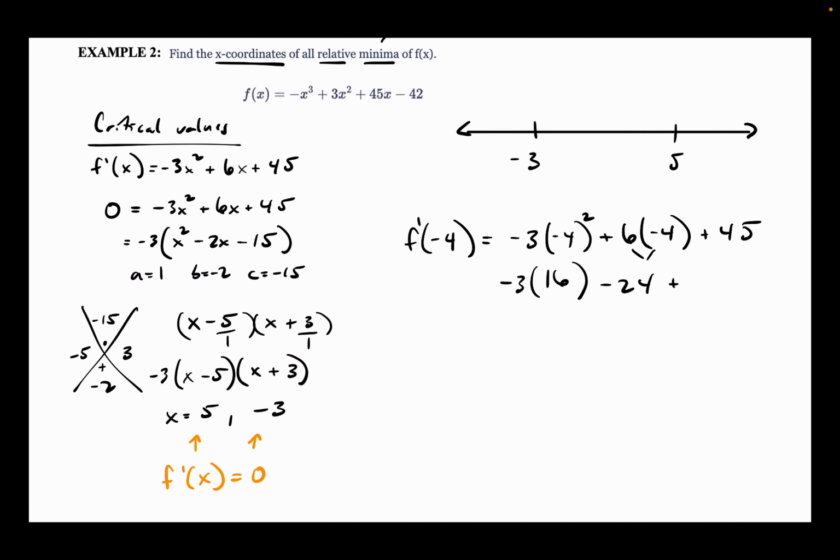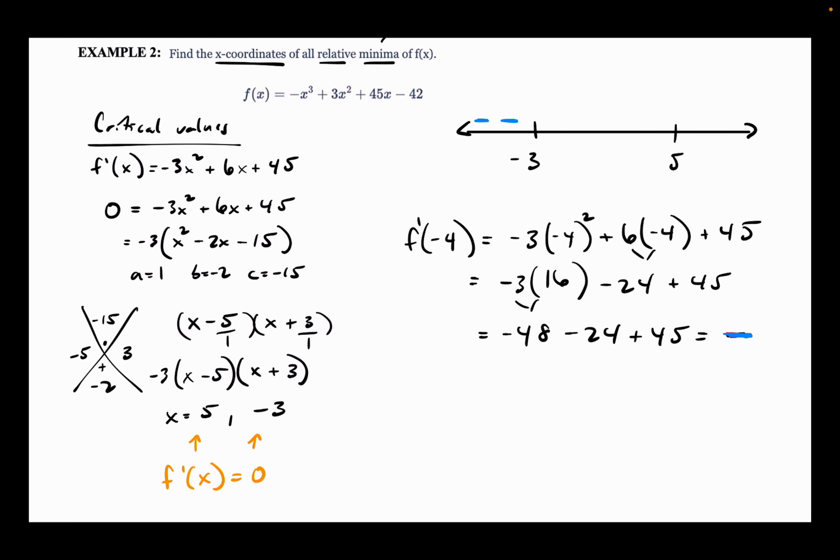Negative 24 plus 45. This is negative 48 minus 24 plus 45. Again, I could care less what actual number it is. I just want to know, is it going to be a negative number or a positive number? It's going to be negative. That's all I care about, because now I know every number to the left of negative 3 is going to be a negative number. So I'm going to put some negative signs here.